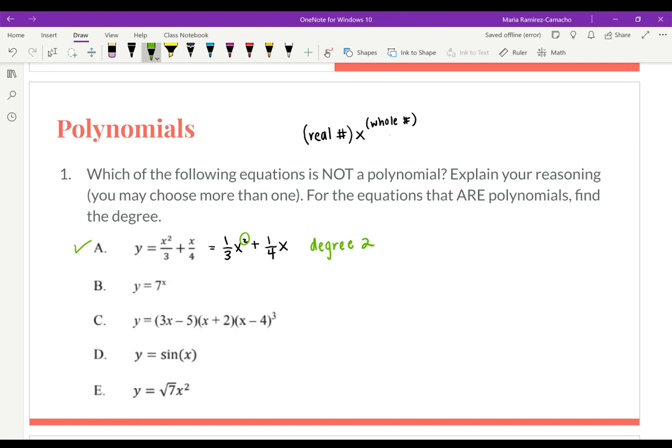For part B, we've got y equals 7 to the power of x. This is not a polynomial because here x is our exponent and we cannot have that.